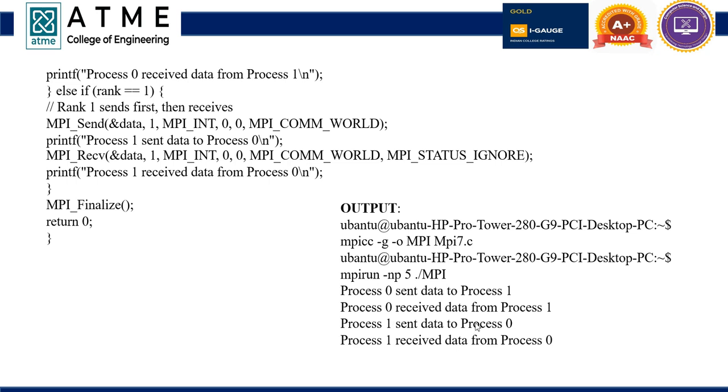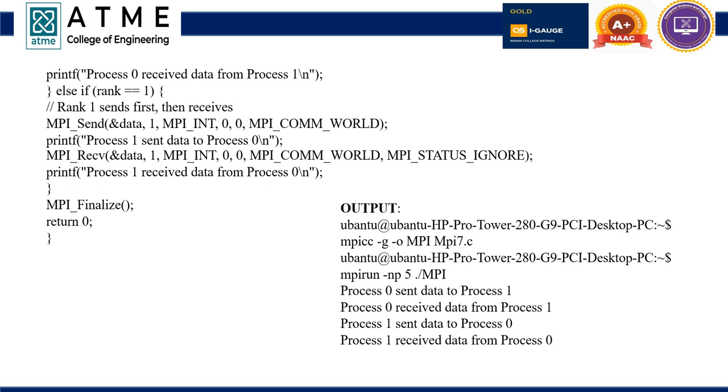So the output of the program will be like this. We have to compile the program first using mpicc -g -o mpi7 mpi7.c. Here the program name I have given is mpi7.c. Now run the MPI. Once the MPI is run, we get the output as: process 0 sent data to process 1, process 0 received data from process 1, and in the second phase, process 1 sent data to process 0, and process 1 received the data from process 0.